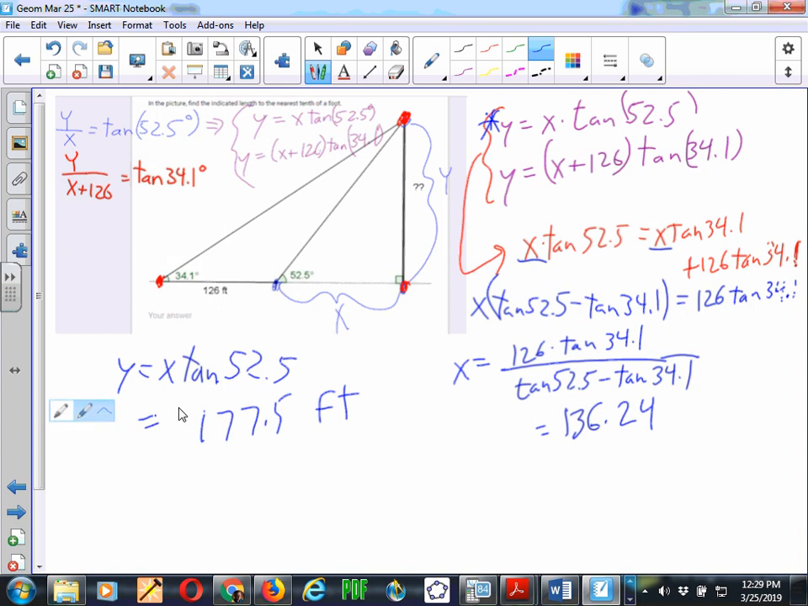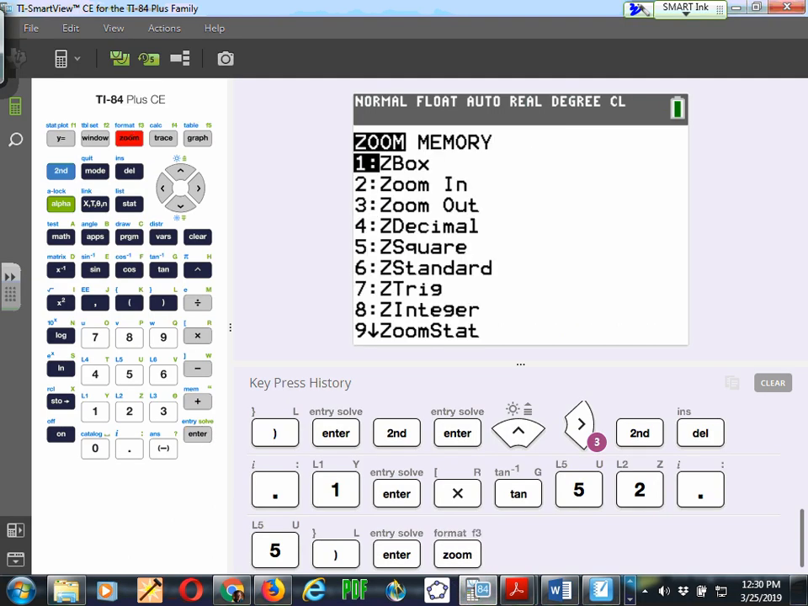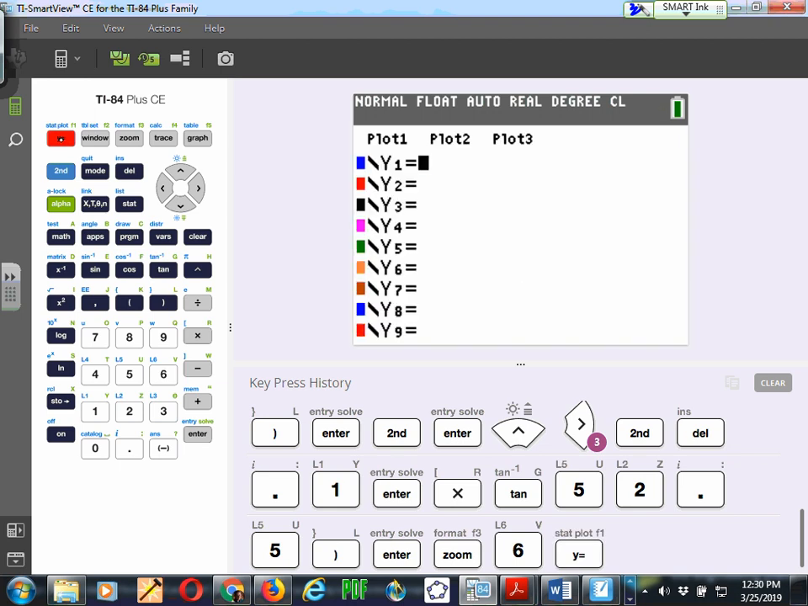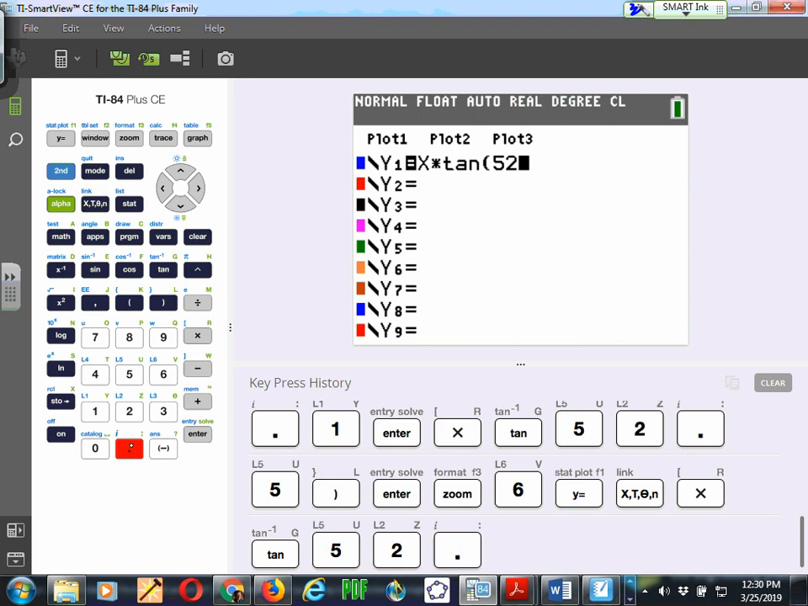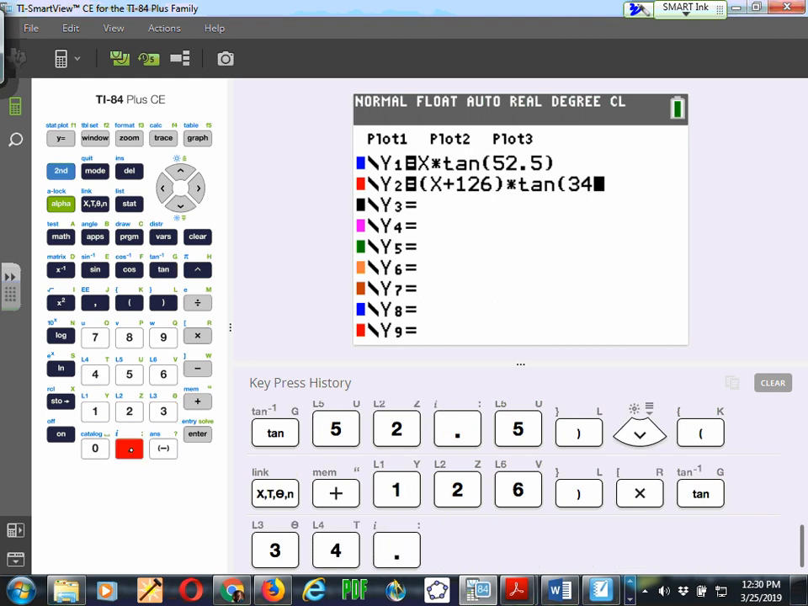So if I do that, go over to the calculator, and your calculator probably often would be in standard window. If I go in and I put y equals x times tangent of 52.5, and then I come down here and say, let's take y equals x plus 126 times tangent of 34.1.